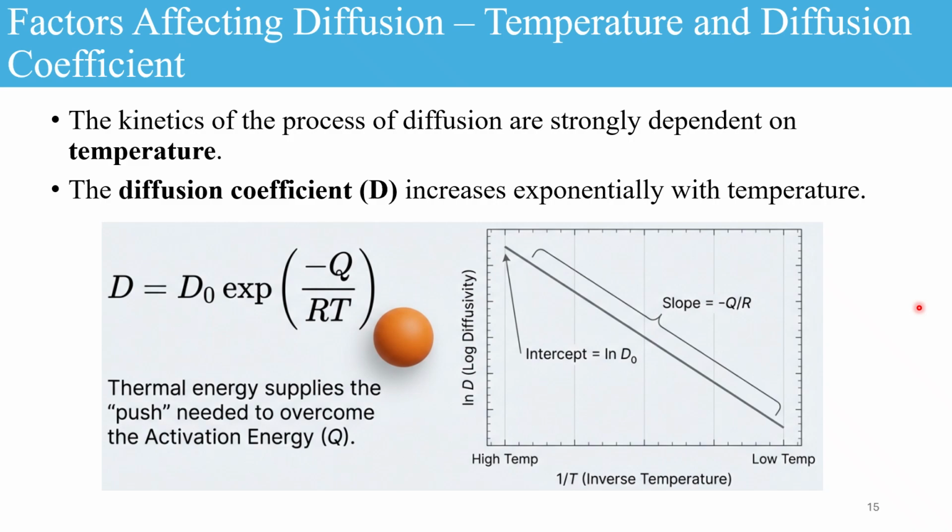There are multiple factors that affect diffusion. Temperature and the diffusion coefficient is one of the important factors. The diffusion coefficient increases exponentially with temperature and is given by the equation D equals D naught exponential minus Q by RT. If you plot the log value of D with respect to 1 by T, which is the inverse of temperature, you will see a linear slope here. The slope is given by minus Q by R. So the thermal energy supplies the push that is needed to overcome the activation energy in the case of diffusion.